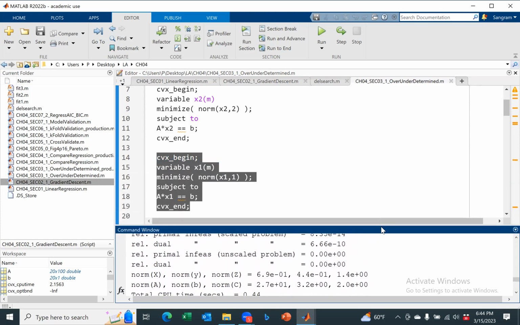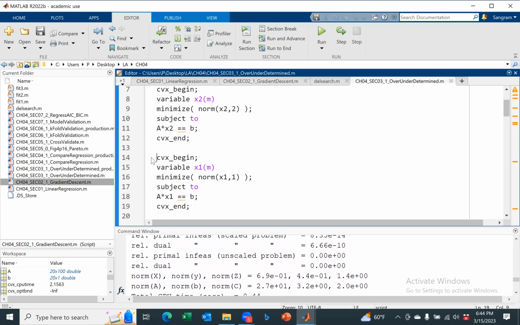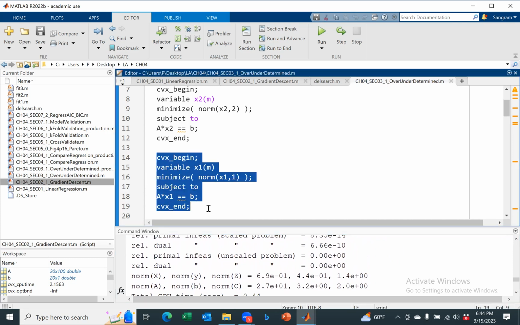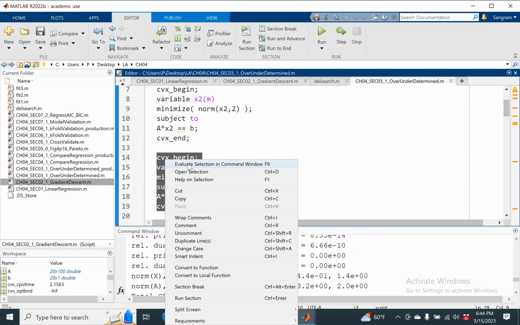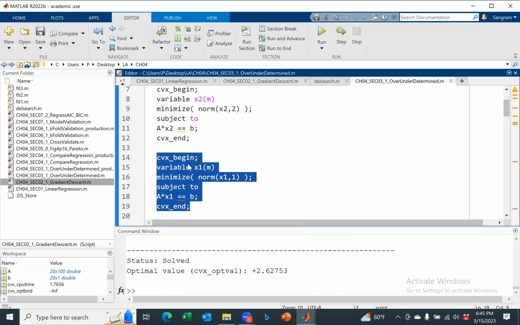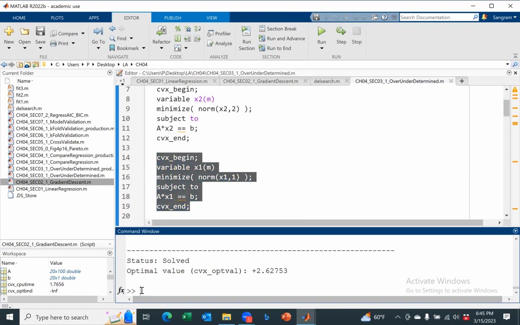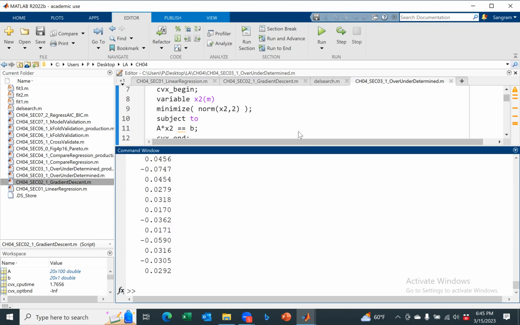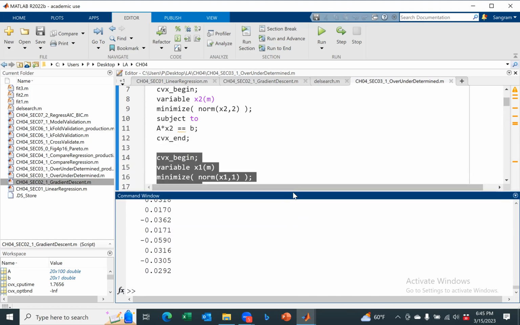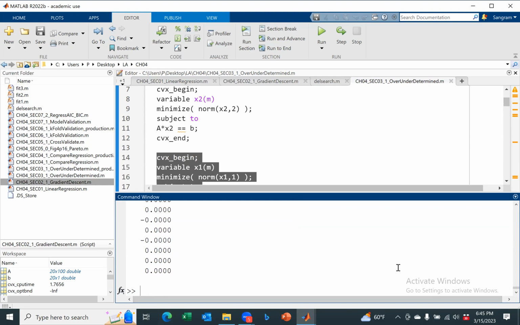and actually you can run this code. And then again, it will do it. And as you can see, you have x2. This is the result of the least square solution. As you can see, these are the values of x2. If you type x1, you will get the solution.